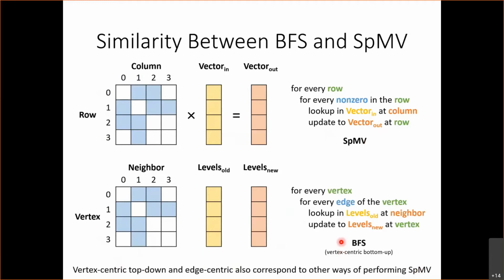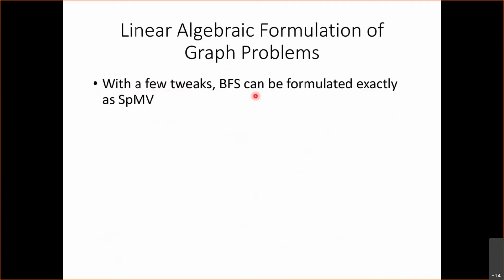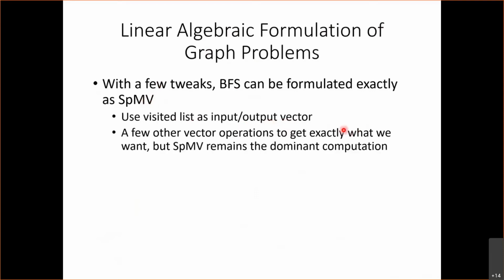And this brings me to the topic of the linear algebraic formulation of graph problems. With a few tweaks, we can actually formulate BFS exactly as SPMV. To do that, we would need to use the visited list as the input vector and the output vector to SPMV. And we would need a few other vector operations to get exactly what we want. But in general, SPMV would remain the dominant computation if we formulate BFS as SPMV.